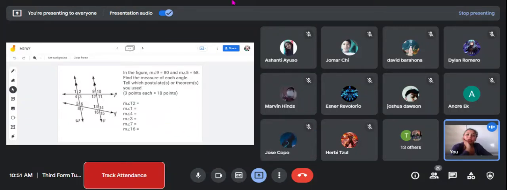Okay, nice. So we're going to work with this first question. This question is basically that they give you the magnitude of two angles, and you have to state what the magnitude of the other angles are. In this question, they're telling you that the magnitude of angle 9 is 80 and the magnitude of angle 5 is 68. So that's the information they're providing for you in this question.